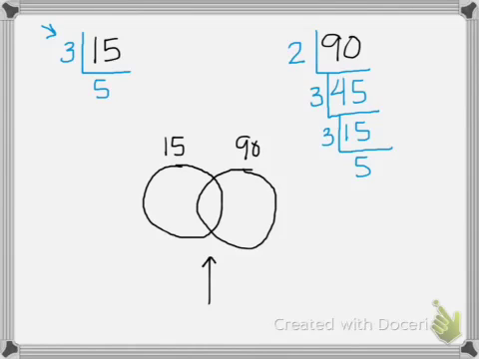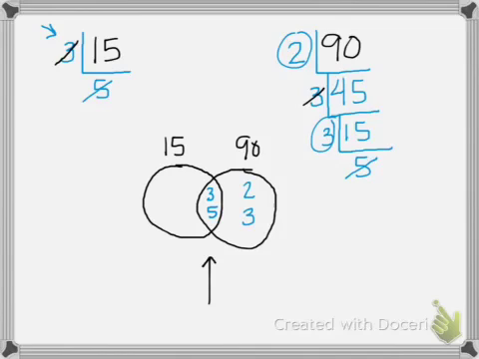Okay, let's think about some factors that they share. If I look over here, I notice that they share a 3. So I'm going to cross out the 3 here and cross it out here. And my 3 is going to go in the middle because they both share a 3. And they also share a 5. Now 15, actually, that's it. 15 doesn't have any prime factors all to itself. But 90 does. 90 has 2 and 3.